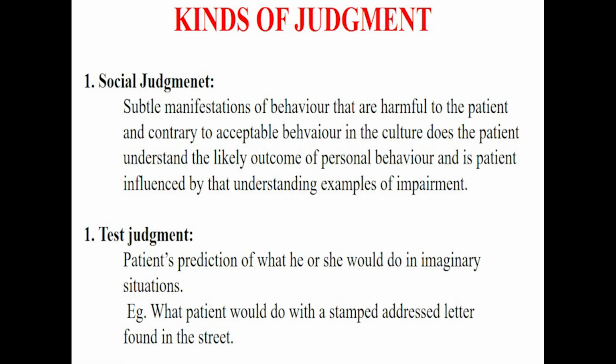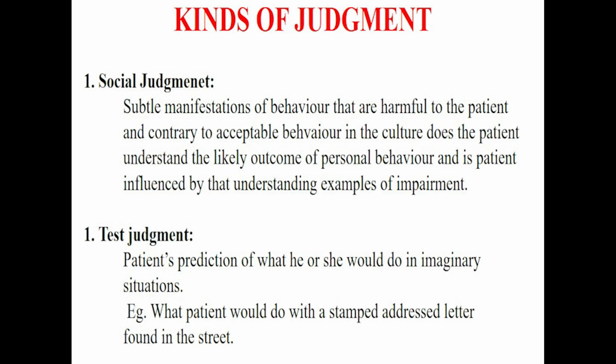And judgment: there are 3 kinds of judgment: social judgment, test judgment, and individual judgment. Social judgment, for example: if you are walking on the road and there is a sealed addressed envelope on the road, what will you do? A person with right judgment can take that envelope and put it in the postal box, or otherwise, if they know the address, hand it over to that person. This is appropriate. A person who is socially inept says, why should I bother, I do not want to do it, and just throws it out.